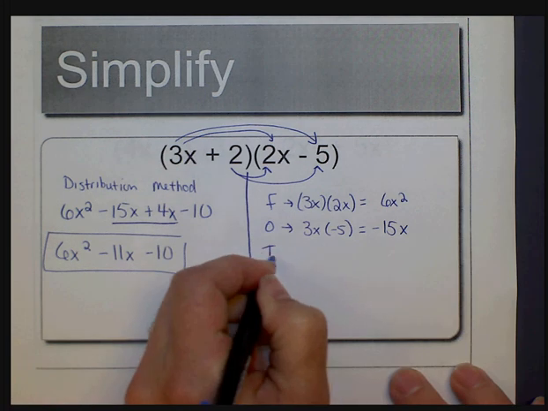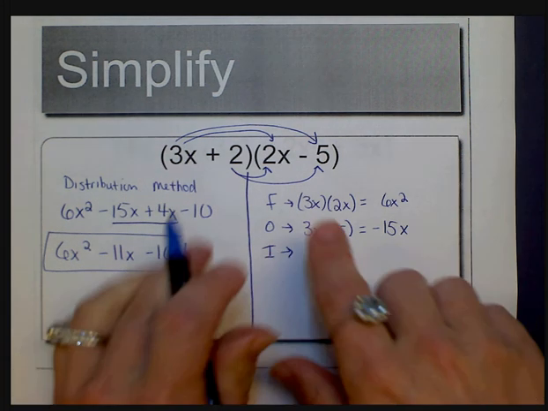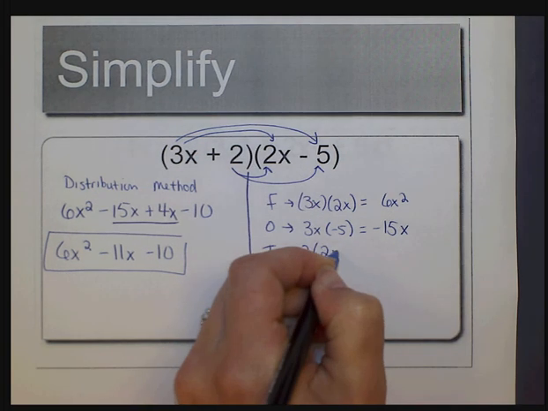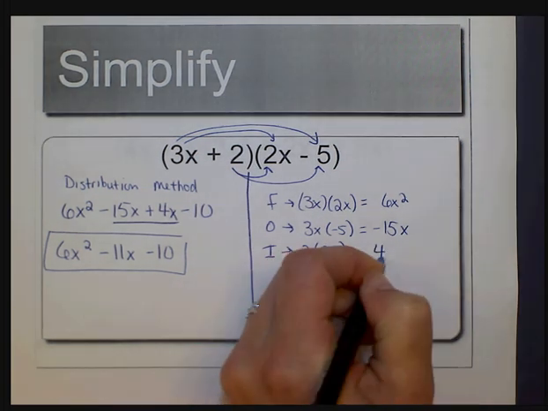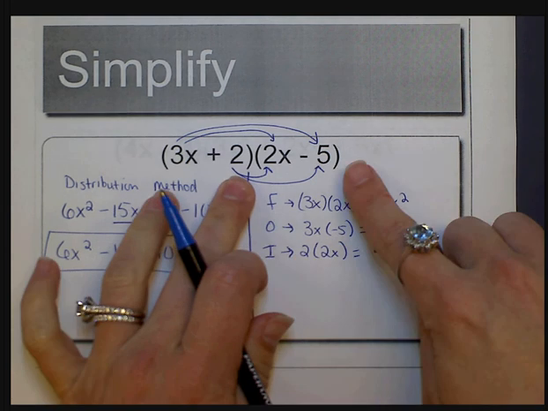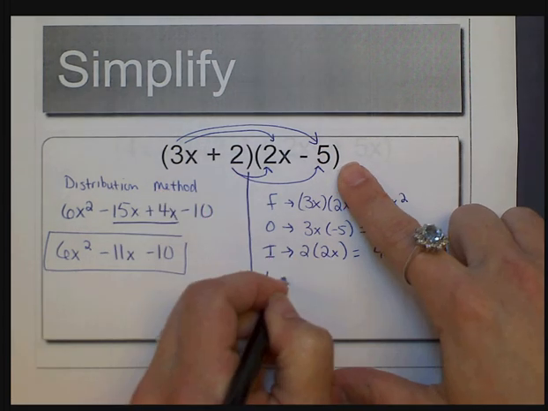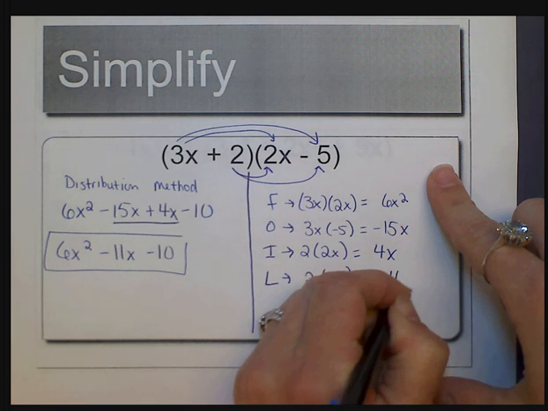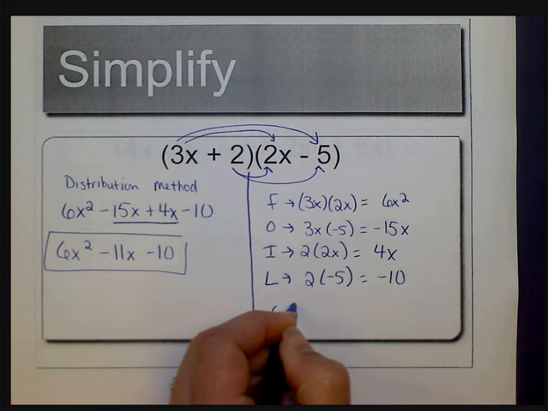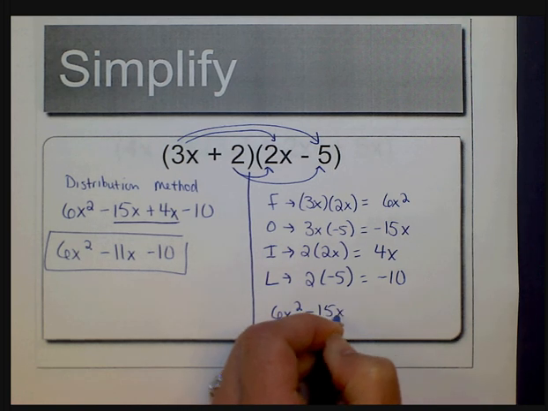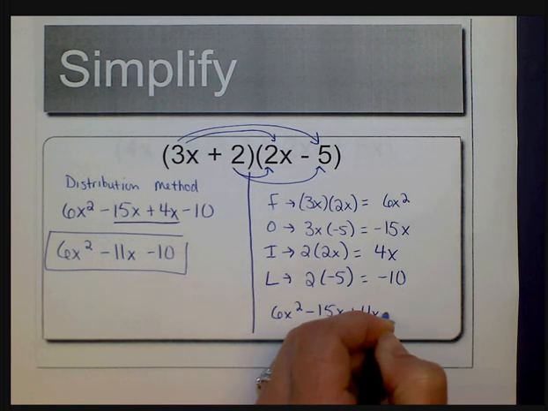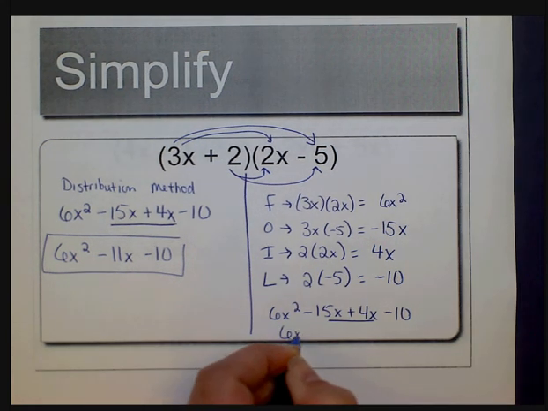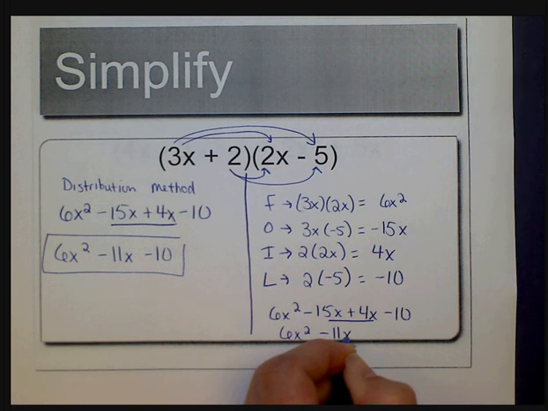And then the inside is 2 times 2x, which gives me a 4x. And then 2 times negative 5 will be our last terms, which equals negative 10. So we have 6x squared minus 15x plus 4x minus 10. Collect my like terms, and I get the 6x squared minus 11x minus 10.